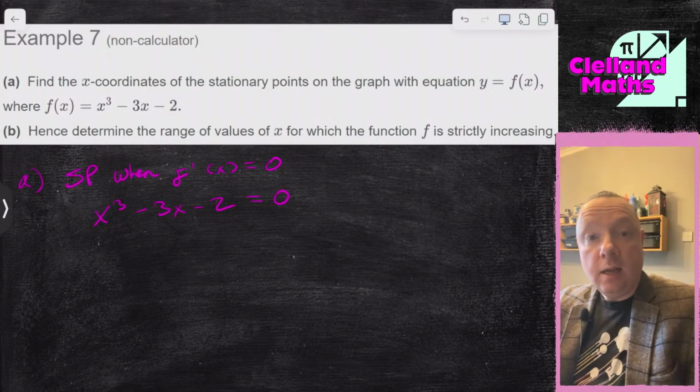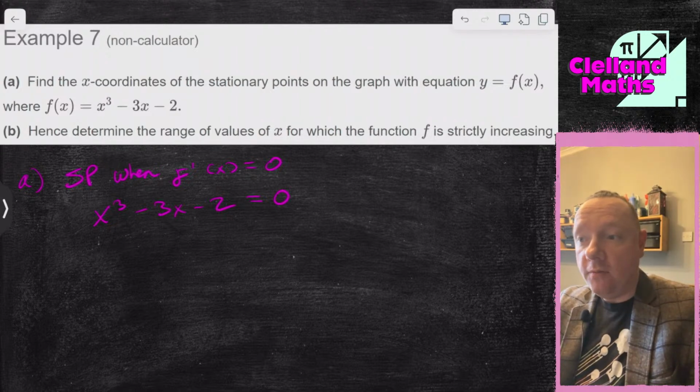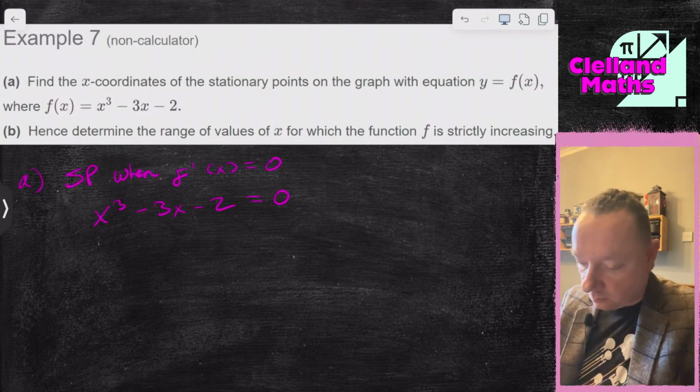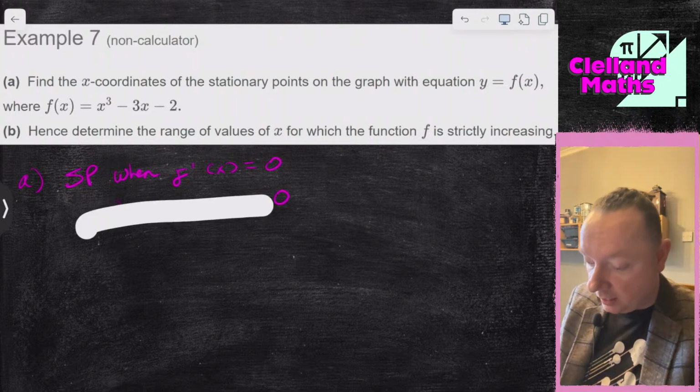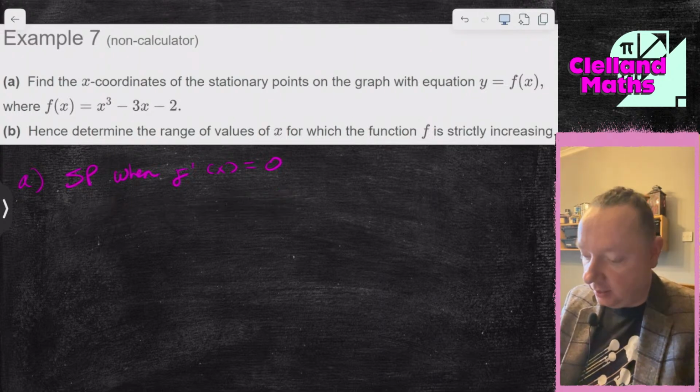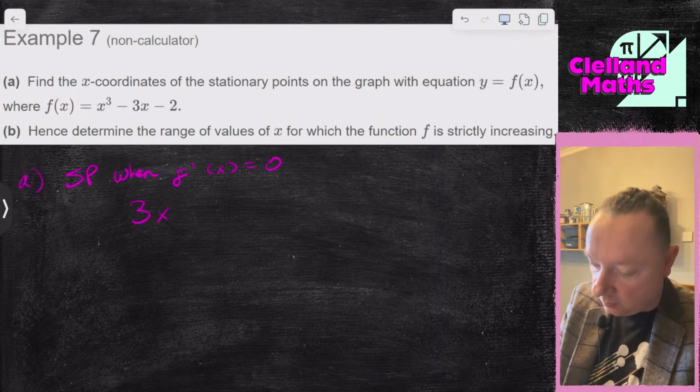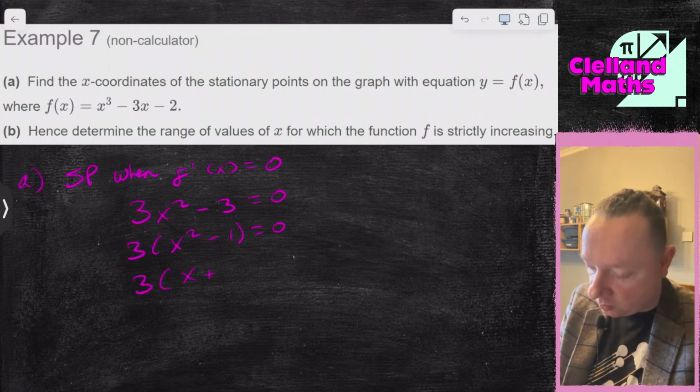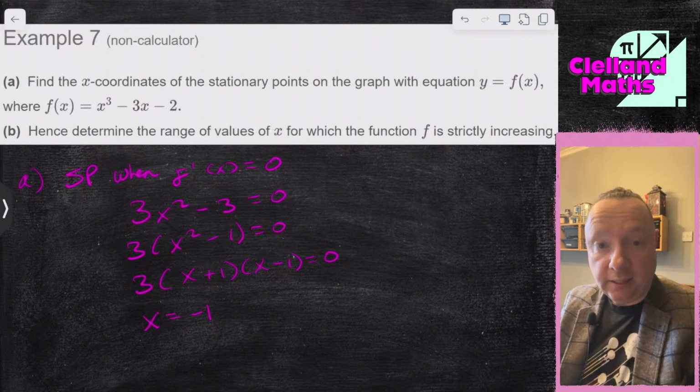It looks like I'm being stupid actually. So I need to differentiate it to get 3x squared minus 3 equals 0. 3 times x squared minus 1 equals 0. x minus 1, x plus 1, difference of two squares. So we get our stationary points at x equal minus 1 and x equal 1.